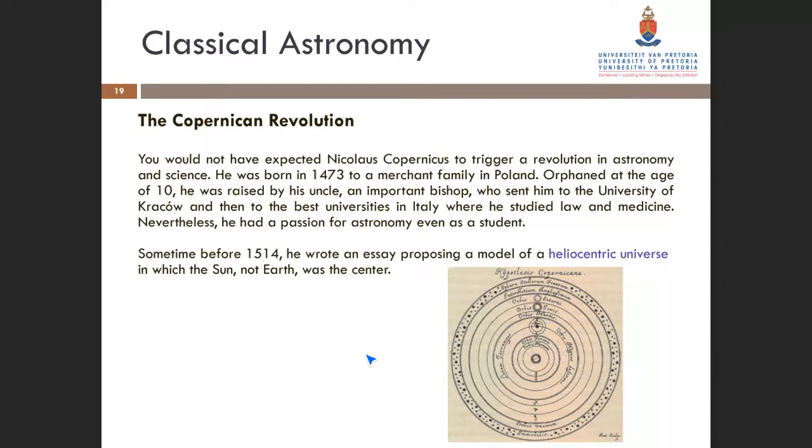Sometime before 1514, he wrote an essay proposing a model of a heliocentric universe, in which the sun, not the earth, was the center. And can you guess what this caused?